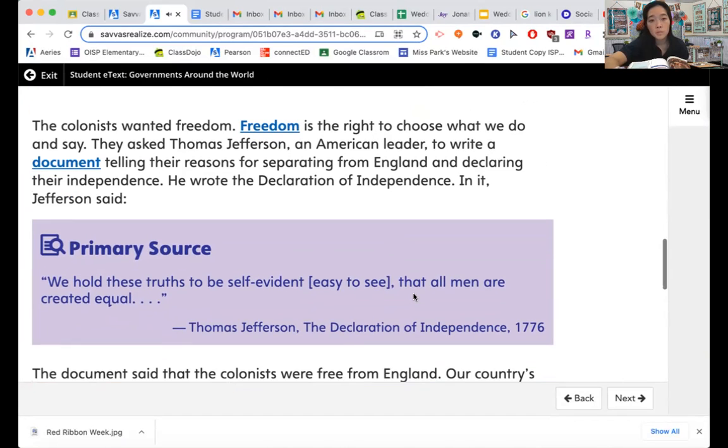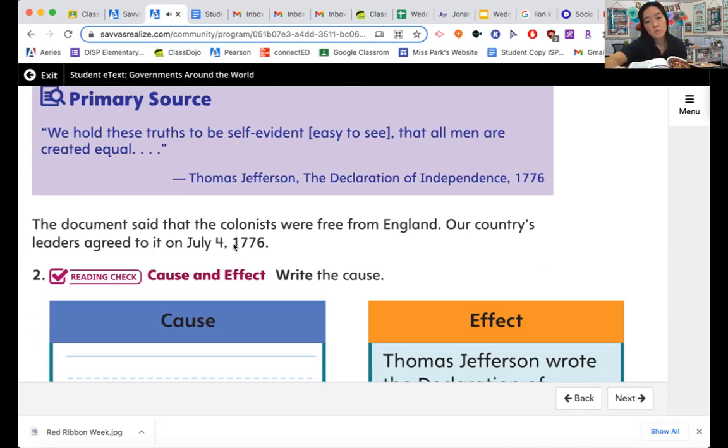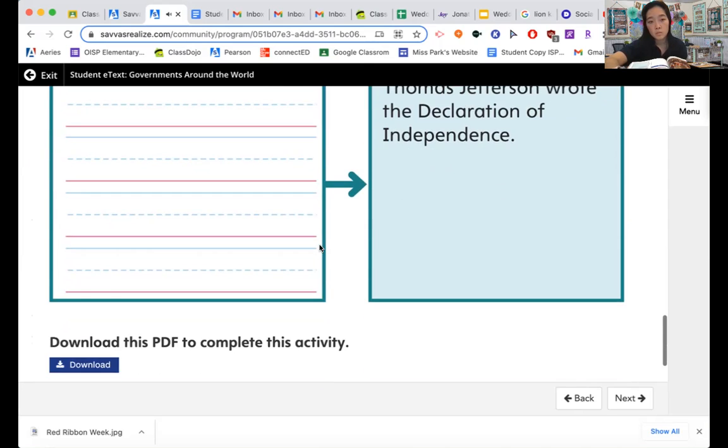They asked Thomas Jefferson, an American leader, to write a document telling their reasons for separating from England and declaring their independence. He wrote the Declaration of Independence. In it, Jefferson said, primary source, "We hold these truths to be self-evident, easy to see, that all men are created equal." Thomas Jefferson, The Declaration of Independence, 1776. The document said that the colonists were free from England. Our country's leaders agreed to it on July 4, 1776.